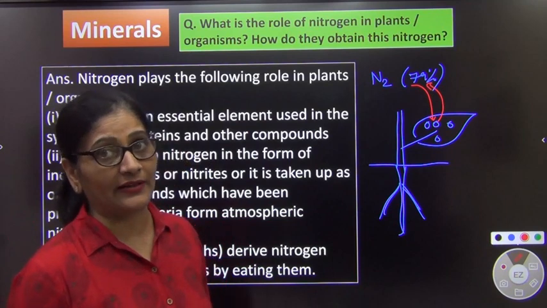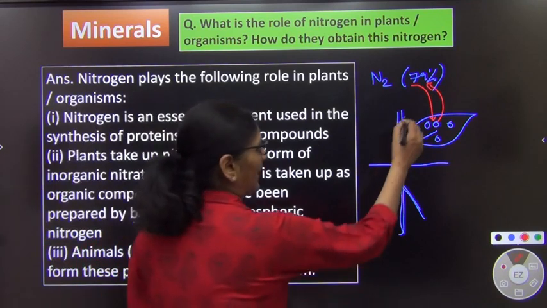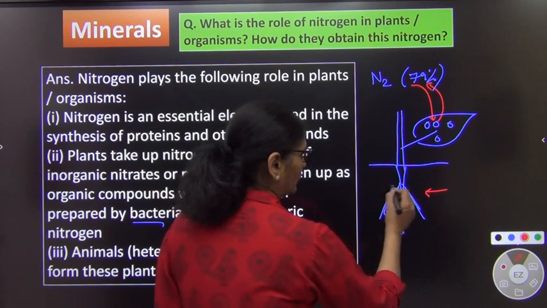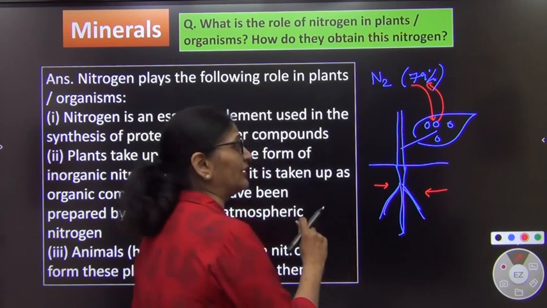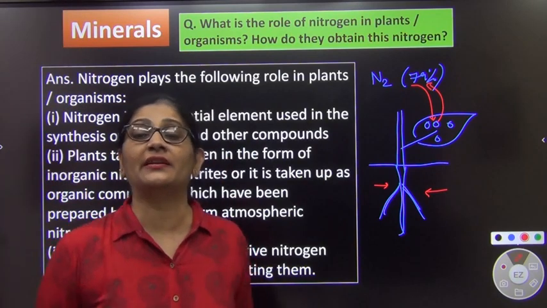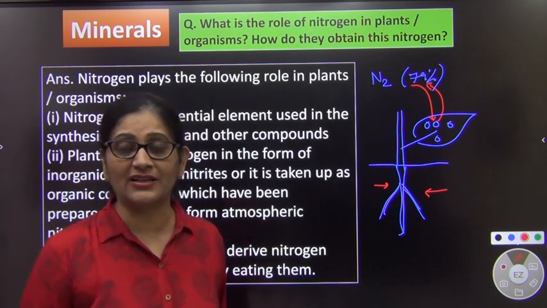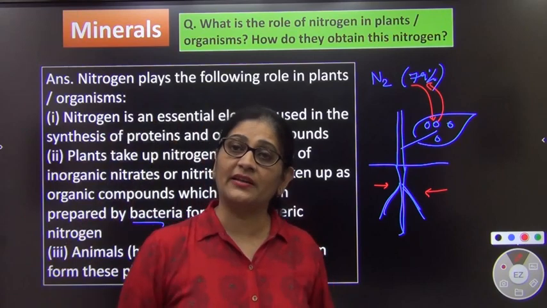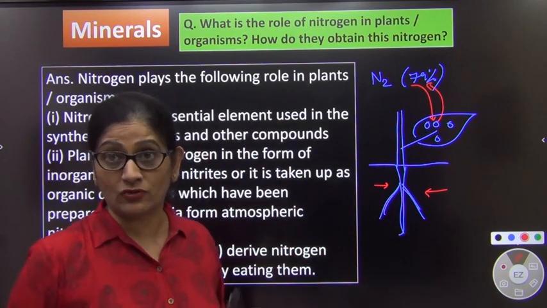But plants have an advantage. What advantage do plants have? Plants can also take things through their roots, right? So there is only one living organism on the earth who can directly fix atmospheric nitrogen. You must have learnt it in class 9 as well. We cannot take atmospheric nitrogen. Plants cannot take atmospheric nitrogen directly.